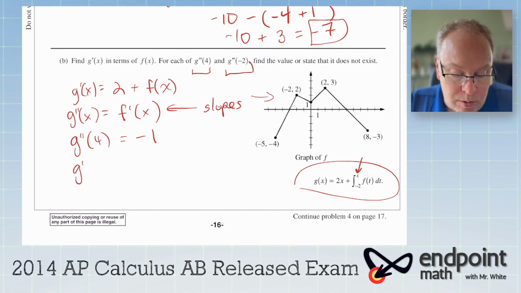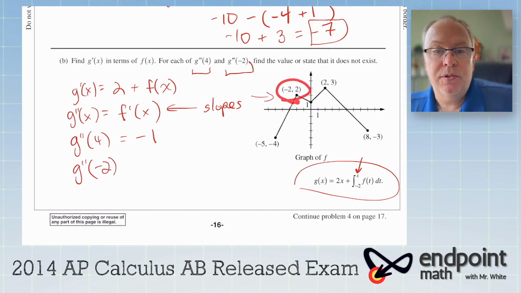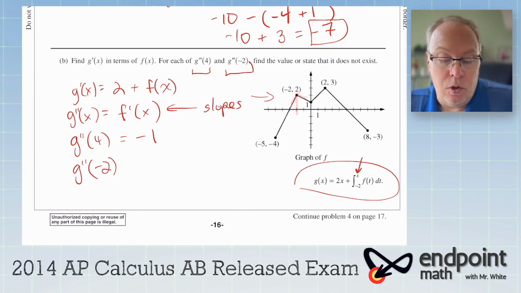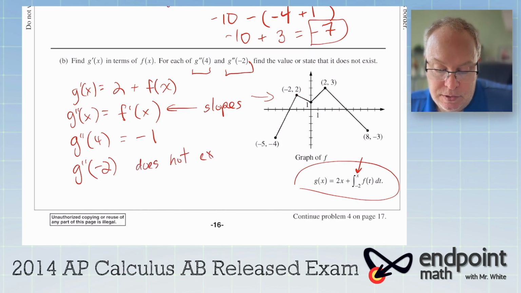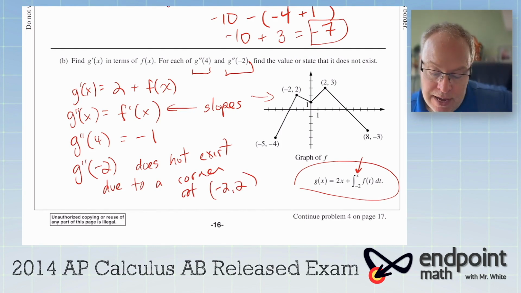Now what about g double prime? This one's easy. At negative 2. Well, what's going on there? Remember we noticed that it had some corners in it? At negative 2, there is no slope, so it does not exist. The derivative does not exist due to a corner at negative 2. You know, I don't know that you necessarily have to give a whole corner information, but hey, why not?